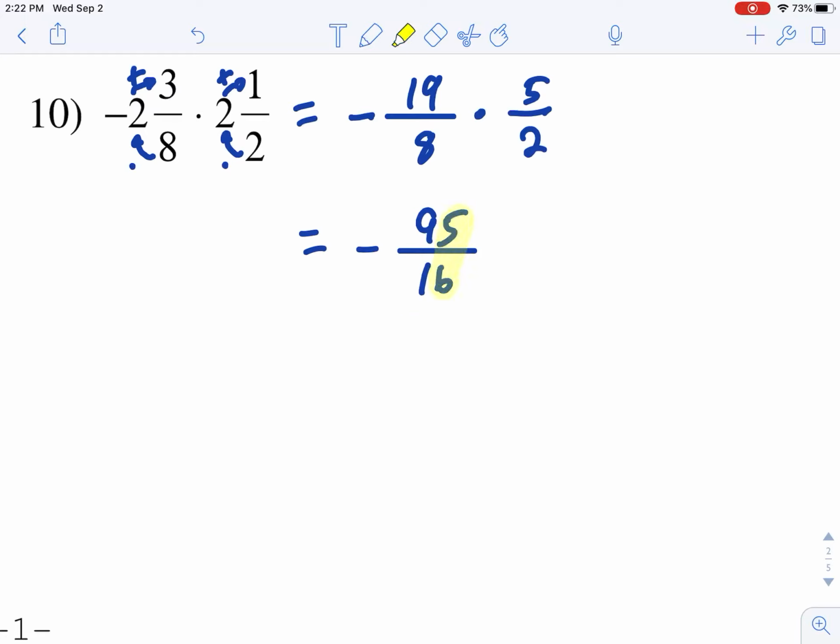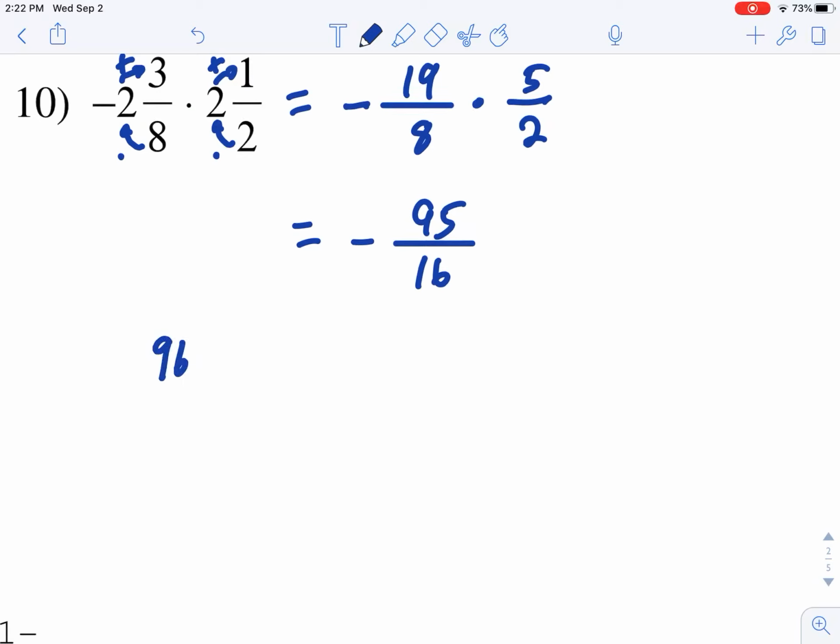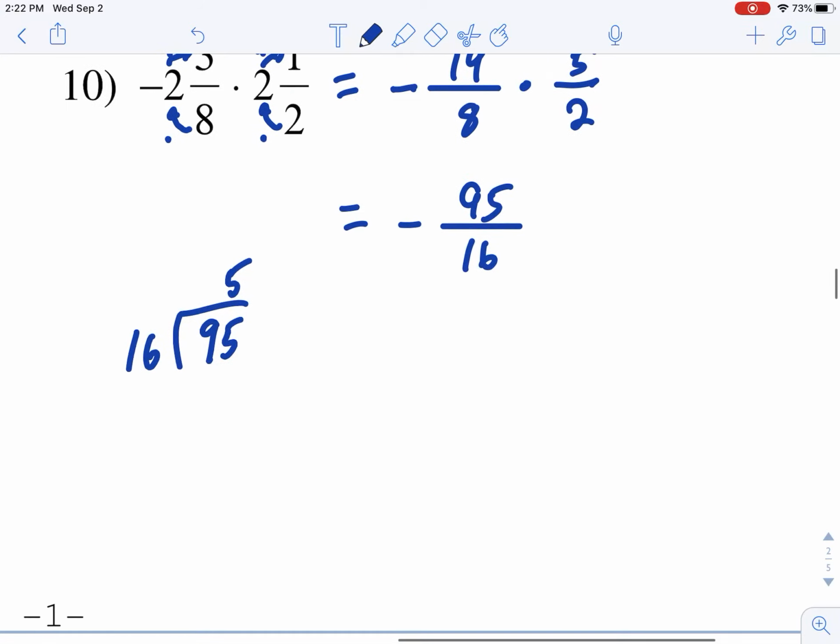I don't think we can reduce anything out of 95 and 16. I mean, 16 is divisible by 2, 4, and 8, and 16. None of that's going to go into 95. It ends in a 5, for crying out loud. So now all I got to do is change it back to a mixed number. So how many times does 16 go into 95? 5 times, what's 5 times 16? That's 80. Yeah, I'm going to say 5 times. 5 times 6 is 30, carry the 3, 5 times 1 is 5, plus 3 is 8.